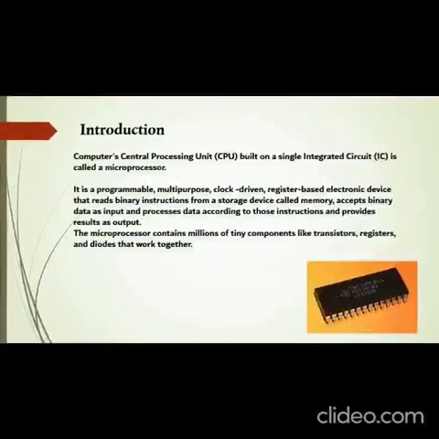Introduction. A computer Central Processing Unit (CPU) built on a single integrated circuit (IC) is called a microprocessor. It is a programmable, multi-purpose, clock-driven, register-based electronic device that reads binary instructions from a storage device called memory, accepts data as input, processes data according to those instructions, and provides results as output. The microprocessor contains billions of tiny components like transistors, registers, and diodes that work together.